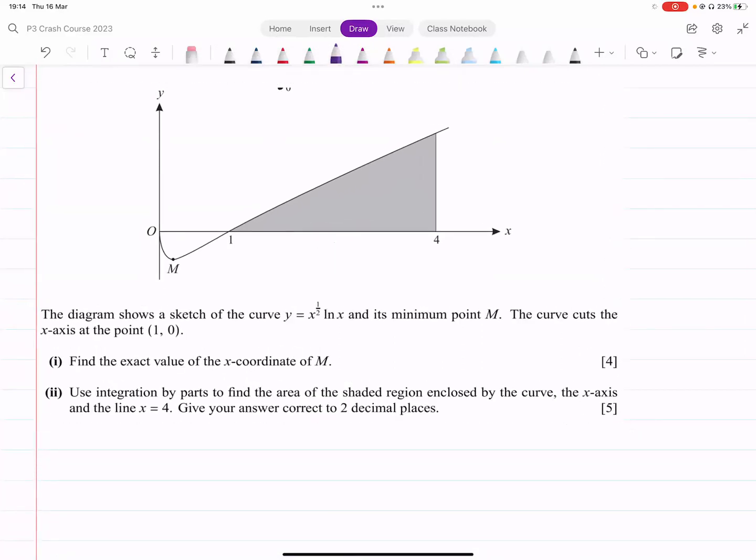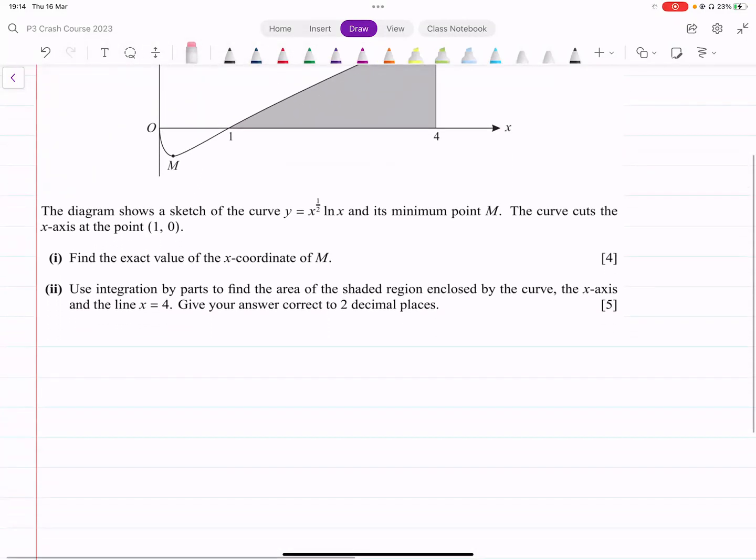All right, so the diagram shows a sketch of the curve y equals x raised to power 1 over 2 into ln x and its minimum point m. So you have this point m here. The curve cuts the x-axis at the point (1, 0). You can see that point here, (1, 0). We need to find the exact value of the x coordinate of m first of all in the first part.